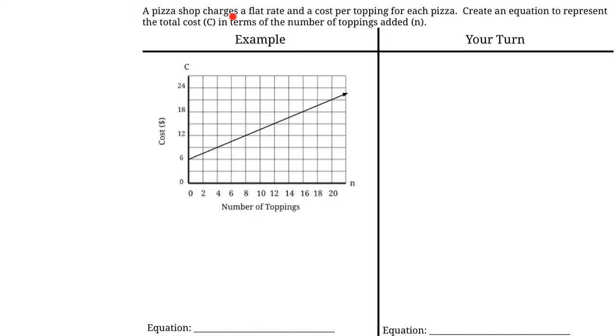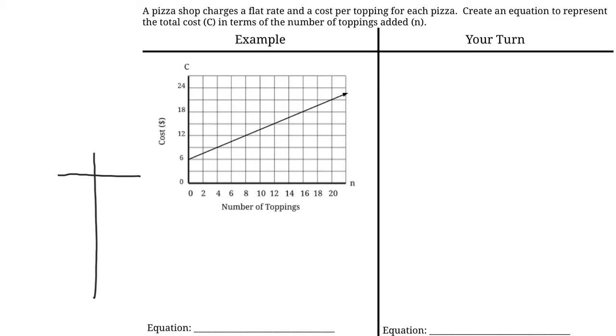So let's start with our first example. A pizza shop charges a flat rate and a cost per topping for each pizza. Create an equation to represent the total cost in terms of the number of toppings added. So in this scenario, we know there's a flat rate, but the flat rate's not given to us. We know there's a cost per topping, but that cost per topping isn't given to us. All our information is given to us in this graph. So let's actually make a little t-table to help us sort out all this information.